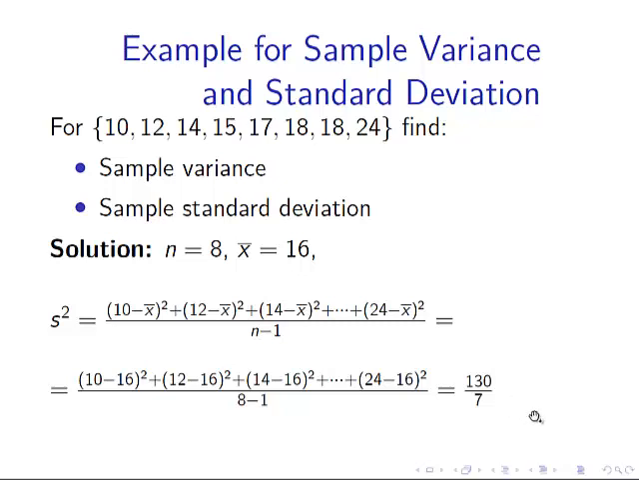Now let's find the sample standard deviation. As you know, sample standard deviation is the square root of sample variance, which is the square root of 130 over 7, and the approximate value of it is 4.03. Sample standard deviation represents the average scatter around the mean.